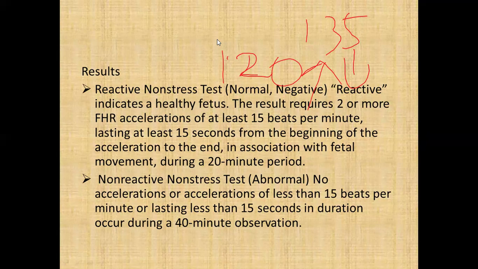So there's something wrong with the fetus, and the fetus might not be able to tolerate the stress of labor, that is, the stress of normal spontaneous vaginal delivery. And so for that, the woman would be made to undergo something we call a contraction stress test, which is another test that you do so that you can conclude whether you have to do a cesarean section or the woman can go through spontaneous vaginal delivery.